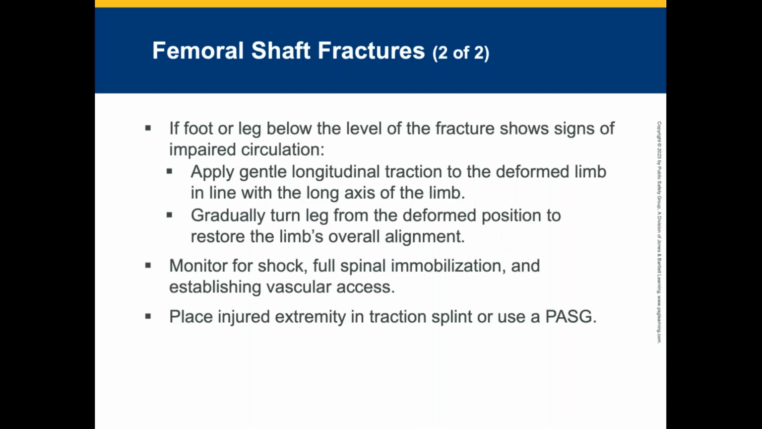If the foot or leg below the level of the fracture shows signs of impaired circulation, apply gentle longitudinal traction to the deformed limb in a line along the axis of the limb. So grabbing the foot, like we saw in the picture earlier, we're pulling back along that femoral shaft to hopefully reduce that pain. All right, monitor for shock, full immobilization, and then place the extremity in the traction splint. Right, so get rid of this right here. We're not using the PASG, but traction splinting is the way to go.